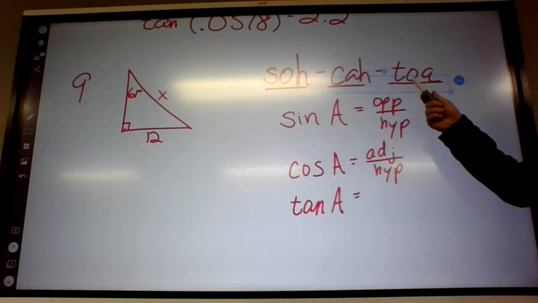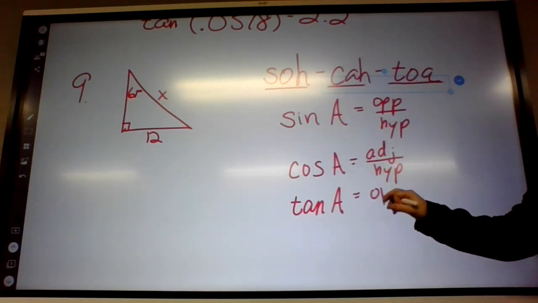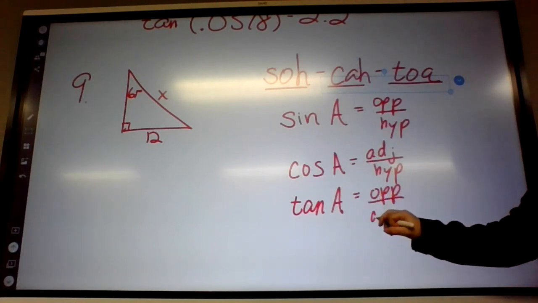And then tangent, you feed it an angle, and it's supposed to spit out O over A, opposite over hypotenuse, or sorry, opposite over adjacent.